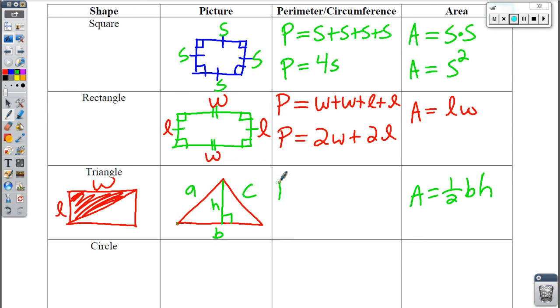For perimeter, again, we just add up the three sides. So we do A plus B plus C.